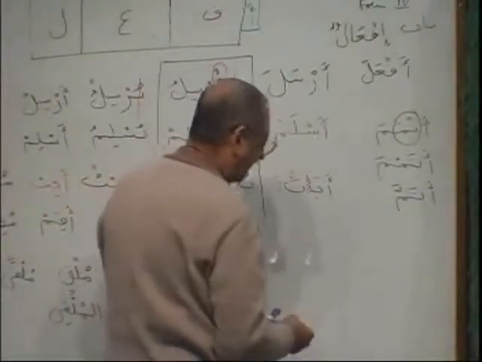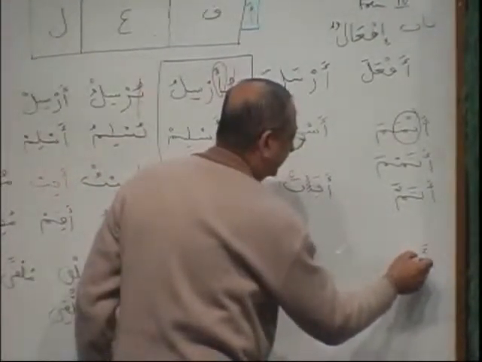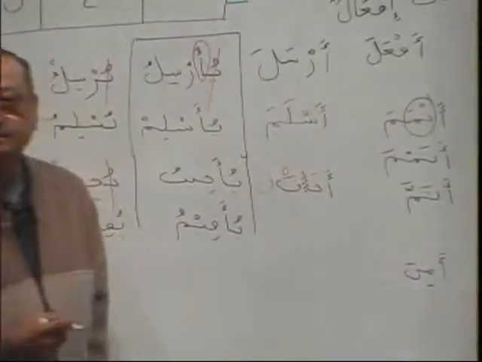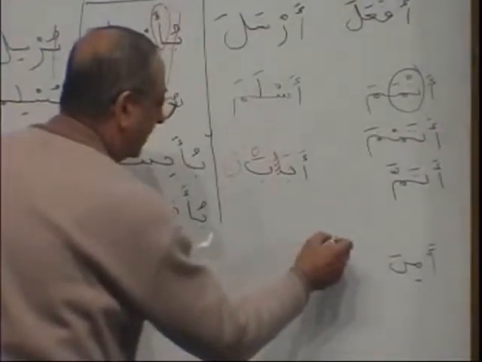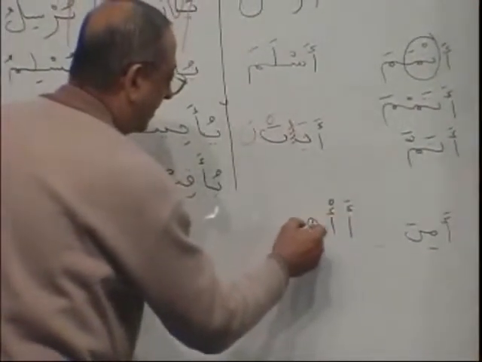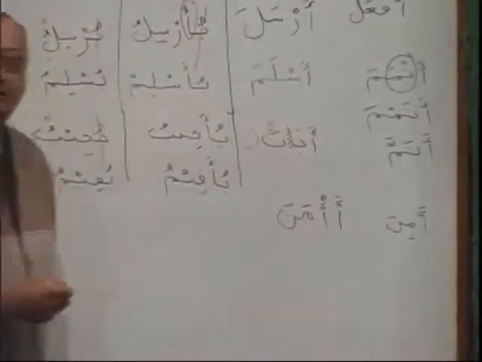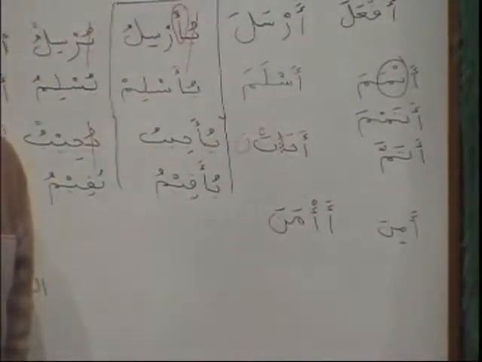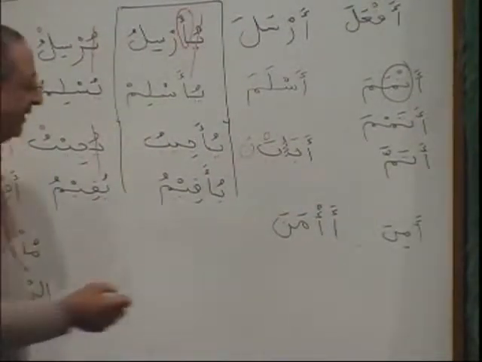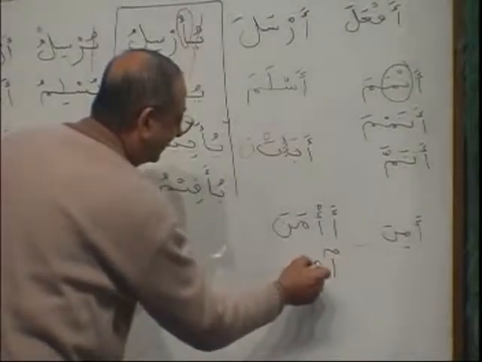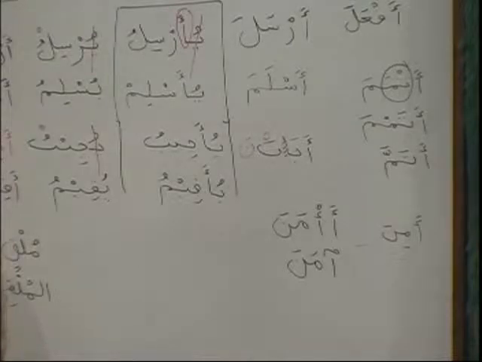The verb in the fi'l sulasi is amina. Bring it into form 4. What is this, brother? Okay. Now you see, Amana is form 4. Are you with me? This changes into Amana. Now once you know all these things, brother, then your understanding of Quran is deeper. Look at it, brother. Amana.